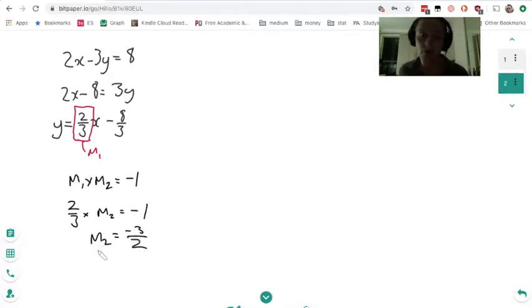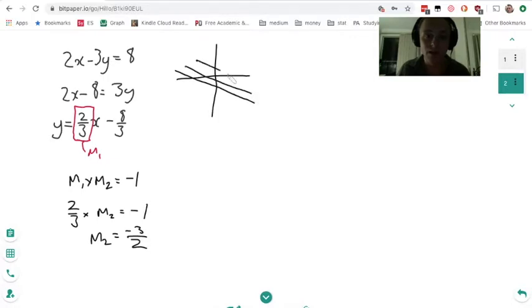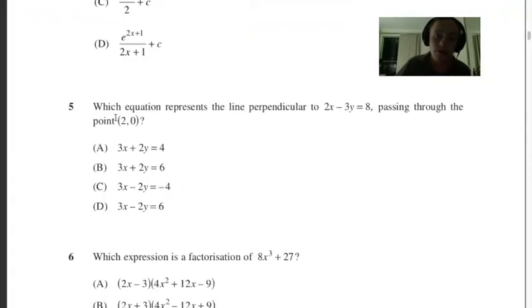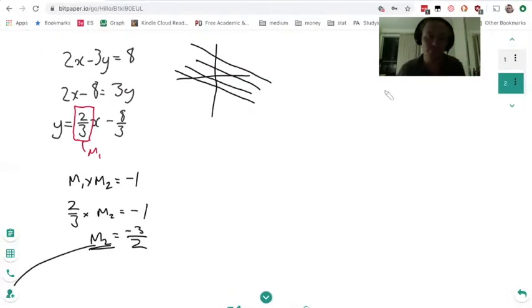So I have the gradient of my perpendicular line now. But if I have a graph, what are we looking at? -3 on 2. That's going to look something like this, even shallower than that. There's an infinite number of lines that I can draw with this particular gradient, M2. I need only one line, that one line that passes through (2, 0). So 2 here, 0. Let's say roughly there, if this is the value x equals 2.